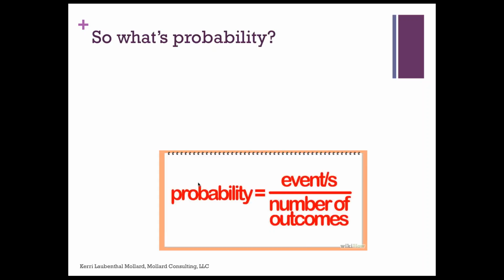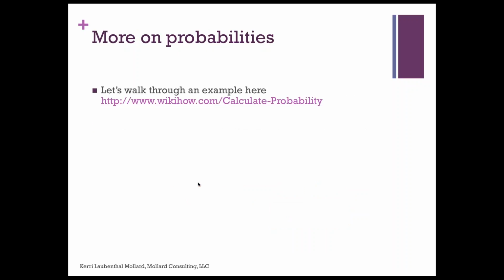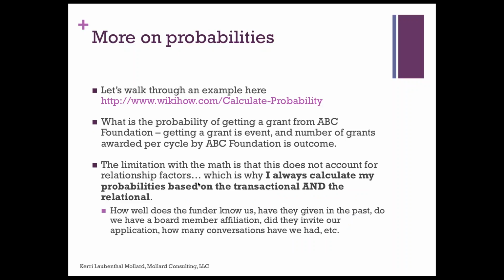So that's why, with this probability math, do the math, but do here what I have in bold. Think about your relational aspects. How close are we to this funder? And it really comes down to a gut check. Don't get caught up in getting the exact number. It's an educated guess. It's a gut check. It's based on your work with them. It's based on your history, so that you get it right.